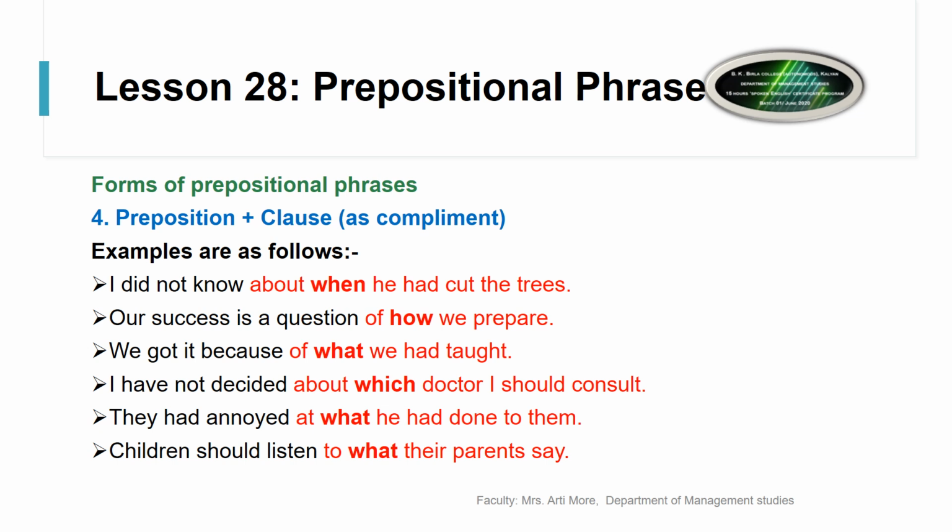Here, about is a preposition, which is a clause. So about which doctor I should consult is a prepositional phrase. They had been annoyed at what we had done to them. At is a preposition. What is a clause? So at what we had done to them is a prepositional phrase. Okay students, these all are prepositional phrases.